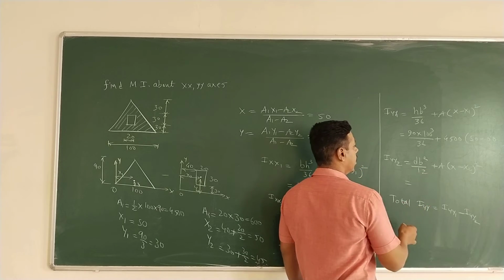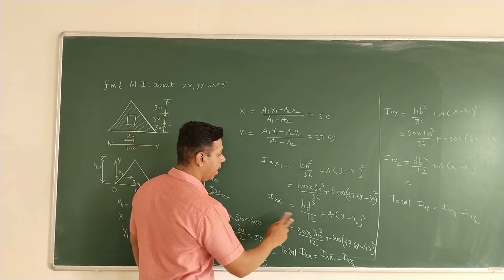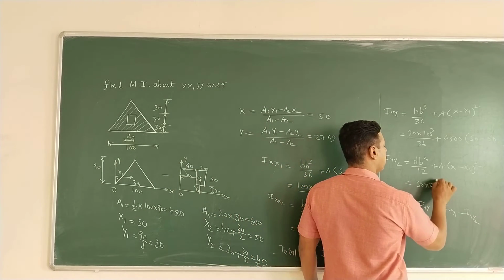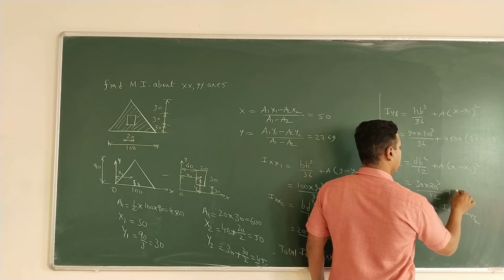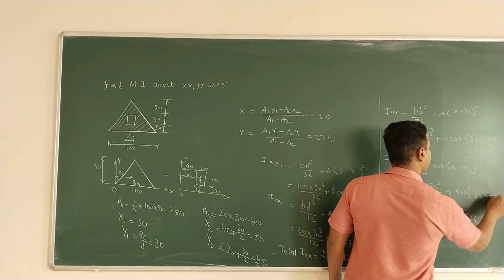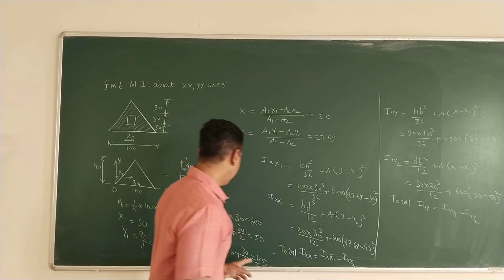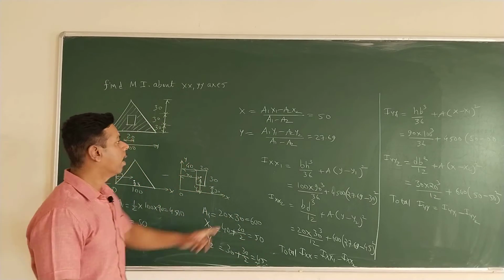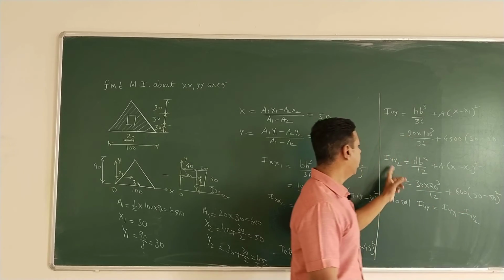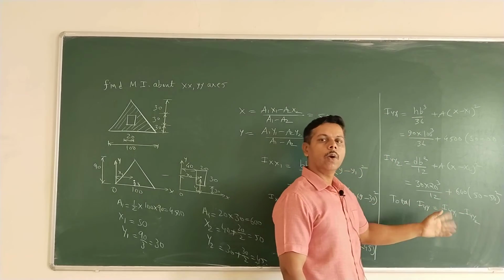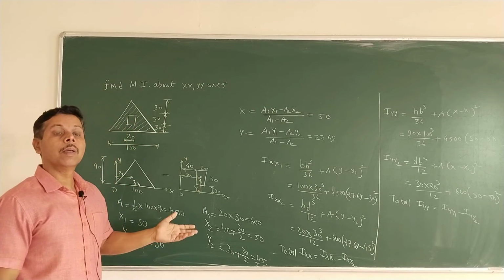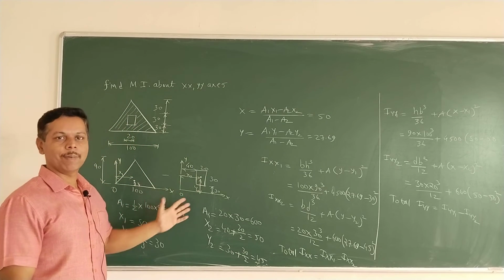And last, dB cube by 12, you have to interchange 20 and 30, positions of 20 and 30 plus area in the bracket x minus x2. Again, x and x2 are same. x2 is 50 and x is also 50. So this will become 0 and find out Iyy2 and then find out total Iyy. This is one important question of moment of inertia that may come in your exam. Thank you.